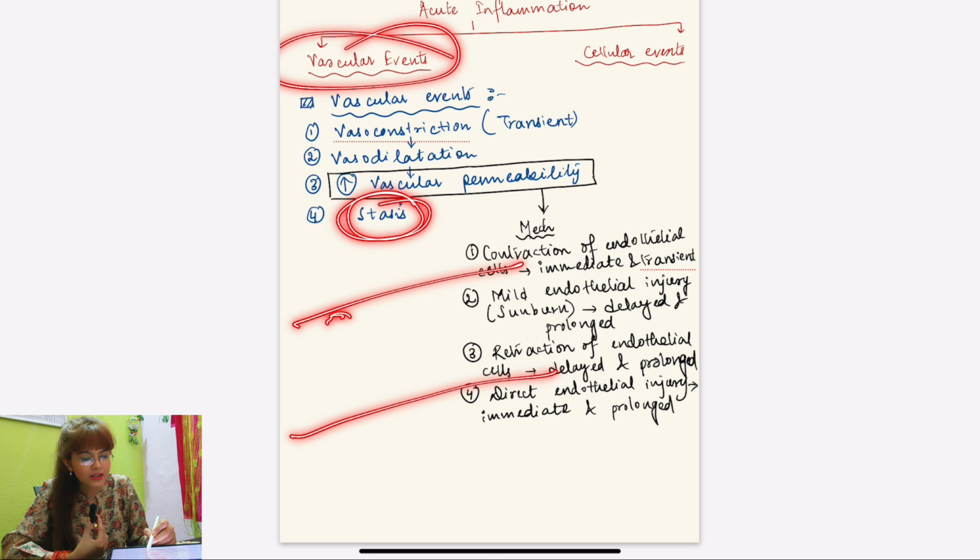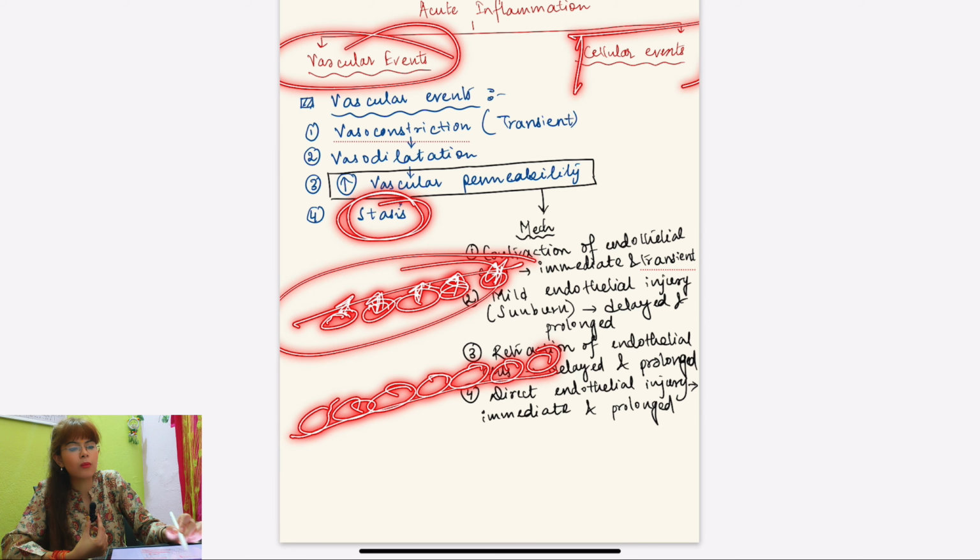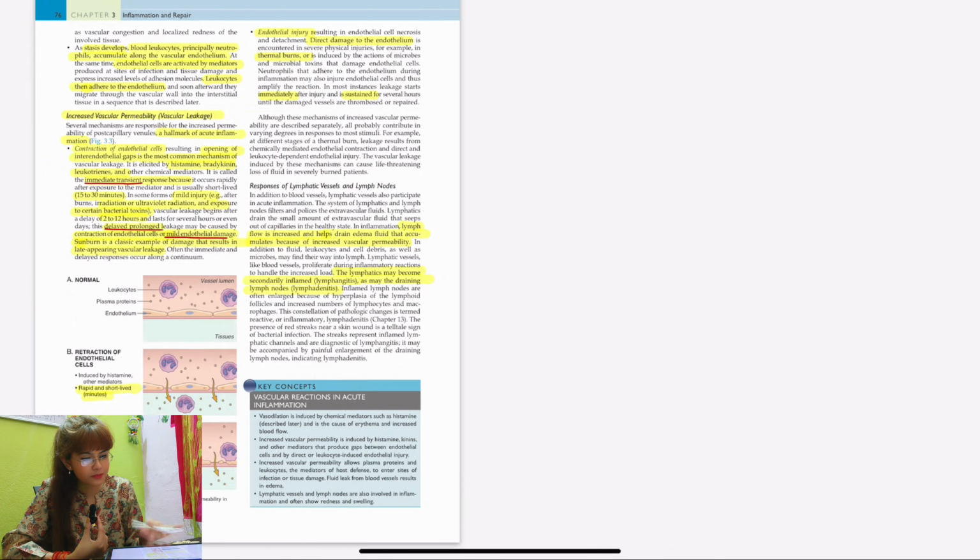that there is margination of these cells towards the endothelial layer. The endothelium itself is getting activated because of these inflammatory mediators, and now these lymphocytes or neutrophils will get adhered to this endothelium by some mechanisms which we will talk about in the cellular events.